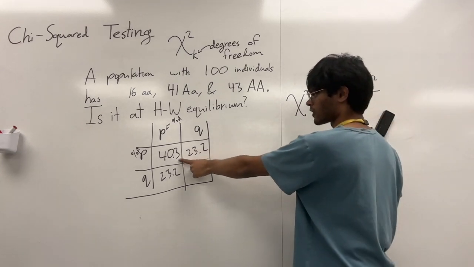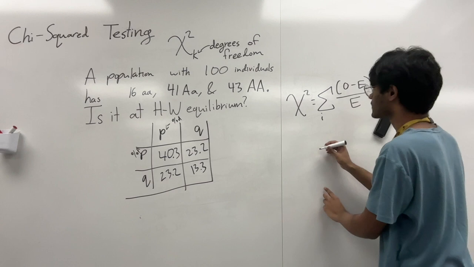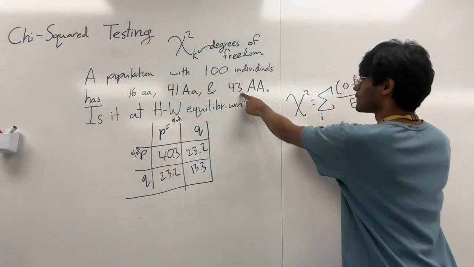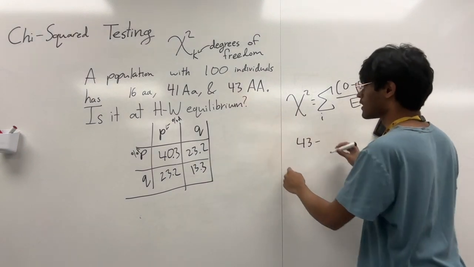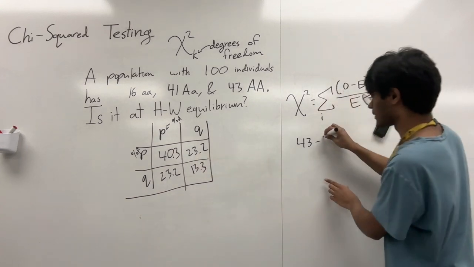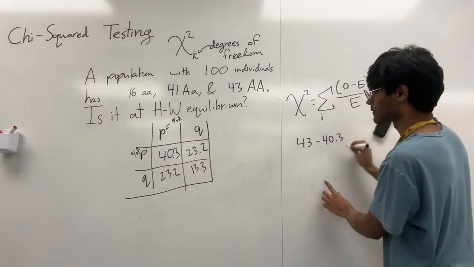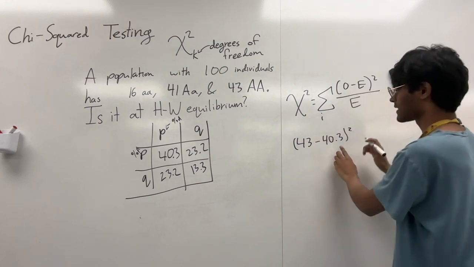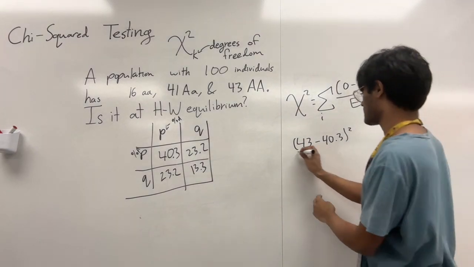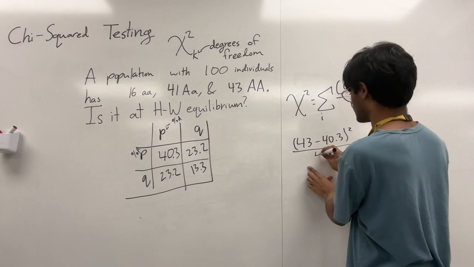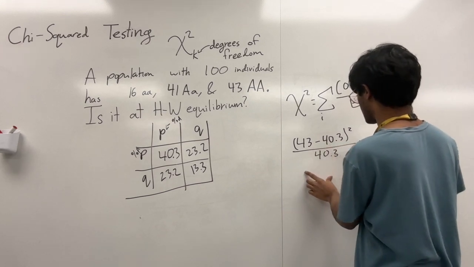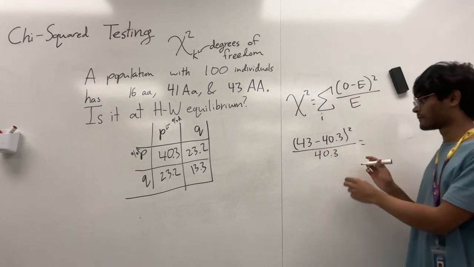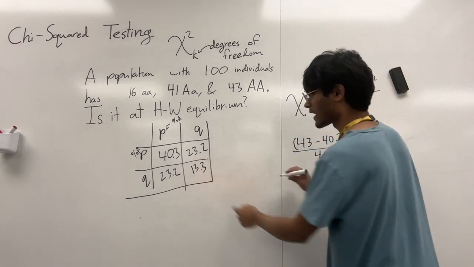For our first part, our homozygous dominant individuals, we observed 43 of them. We expected 40.3. We square that error from what we would expect, kind of our deviation from it. We divide it by our expected value, and that gives us our first value. We do it again with our heterozygotes.